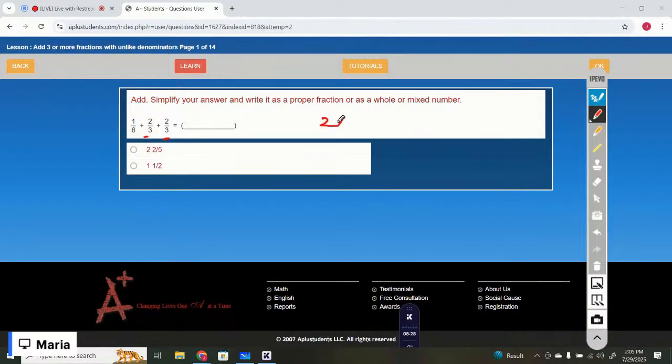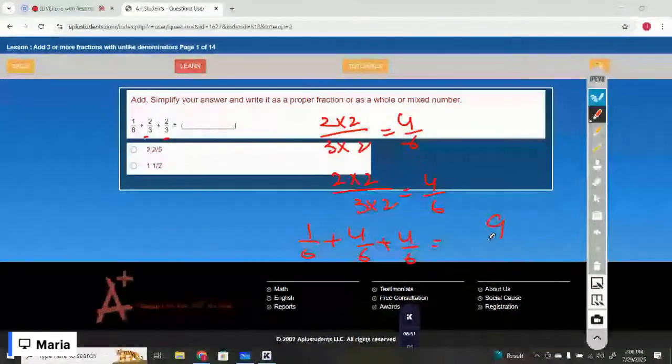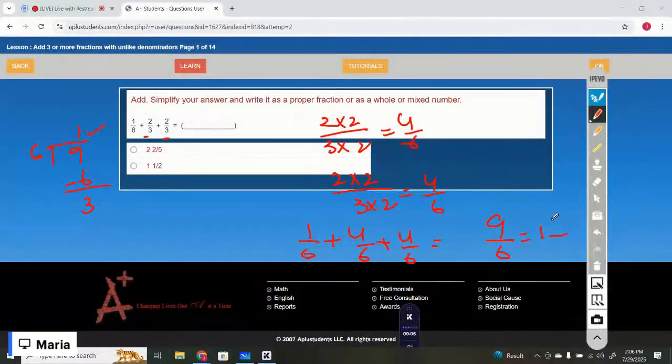So 2 times 2 and 3 times 2, that is 4 over 6. Same with this fraction, 2 times 2 and 3 times 2, that is 4 over 6. So now we have the fractions 1 by 6 plus 4 by 6 plus 4 by 6. Now you need to add their numerators: 9 over 6. Numerator is greater than denominator, so we can divide. 6 times 1 is 6 and 9 minus 6 is 3. So we get 1 whole 3 over 6.